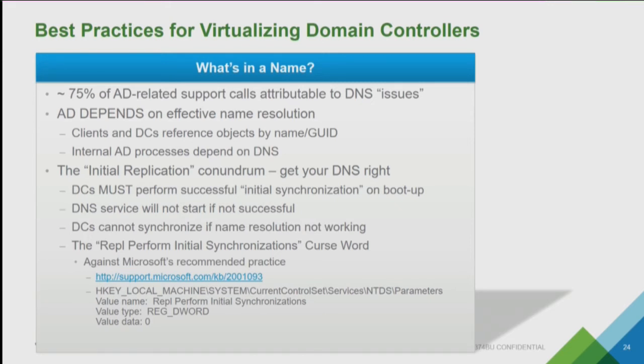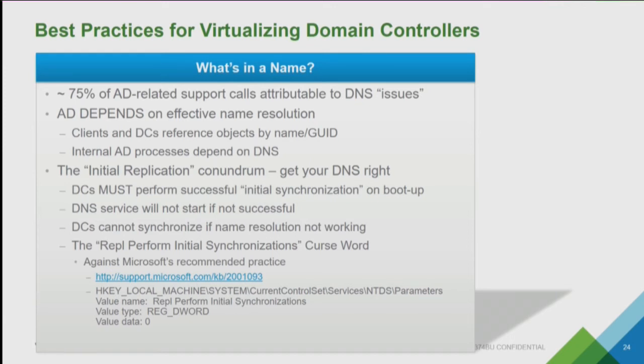This is not my number. This has been the number I've been getting from Microsoft for a very long time. 75% of AD-related issues can be traced back to DNS. AD depends on effective DNS functionality. Clients and DC need to be able to locate each other. Your locator services, your records, everything needs to get in sync.